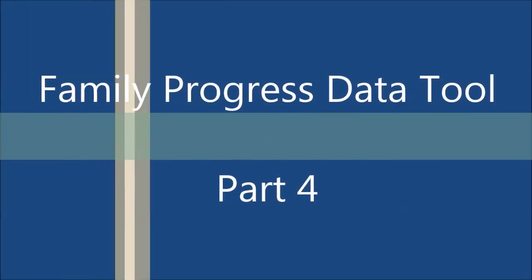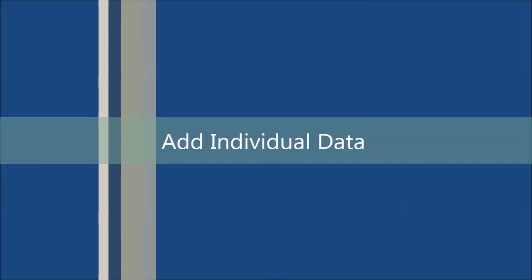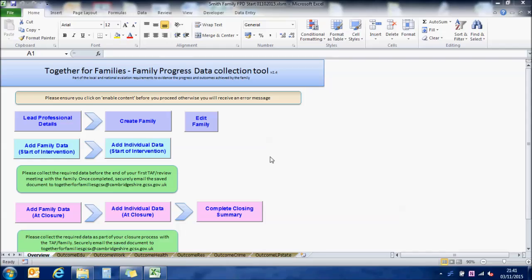Welcome to part 4 of the Family Progress Data instructional video on how to complete the individual data at the start of the intervention. Similar to the family data, this video provides further information on what data is required for each member of the family.